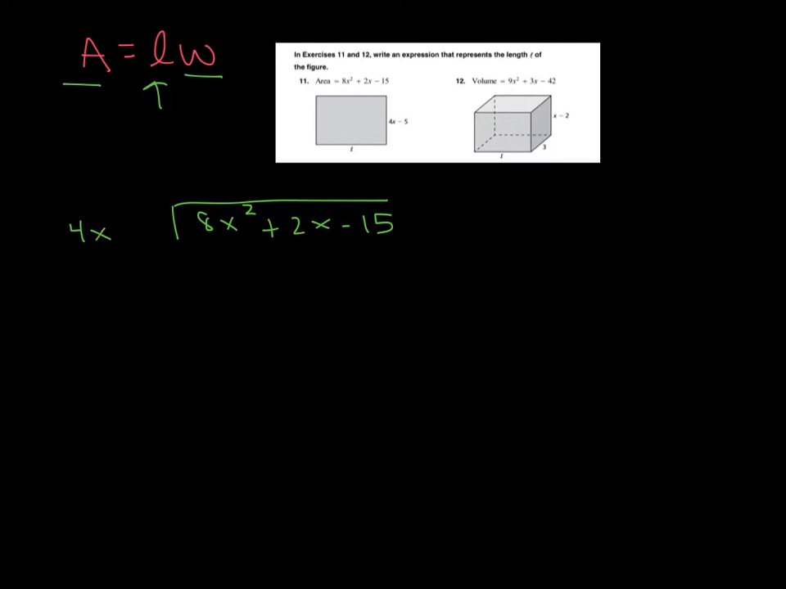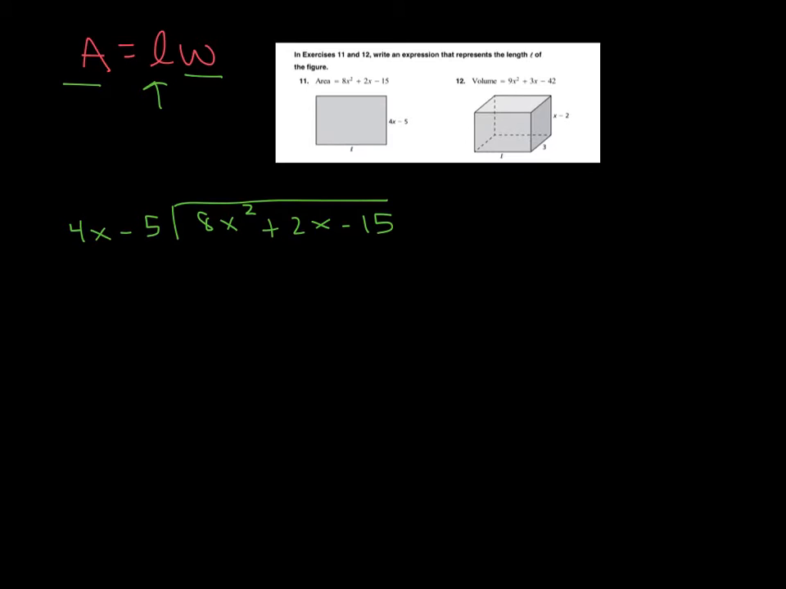If you think about that, we know that area is length times width. So if I know A and I know W, how can I find L? Well, I need to get L by itself, so wouldn't I just divide the area by the width? And that would give me my length. So that's what I'm going to do. So my problem would be 8x squared plus 2x minus 15 divided by 4x minus 5.